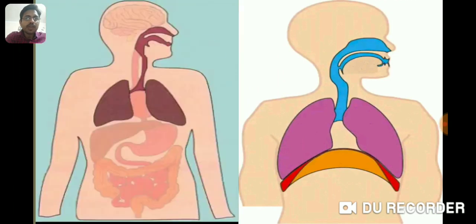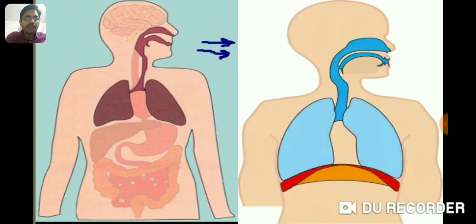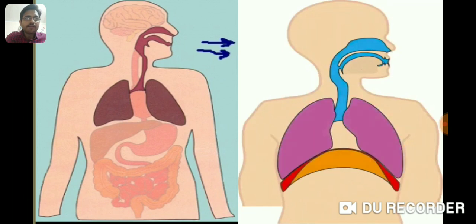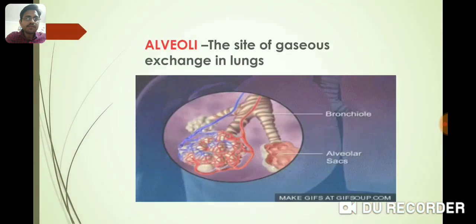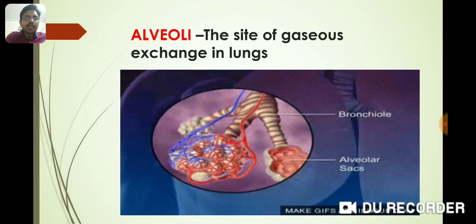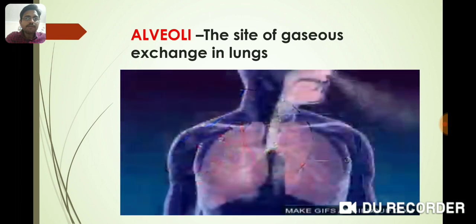Here in the diagram you can see how air enters into the lungs and is expelled out. How the diaphragm works, that you can see in this diagram. Alveoli are the sites of gas exchange in the lungs, that you can see in this diagram.